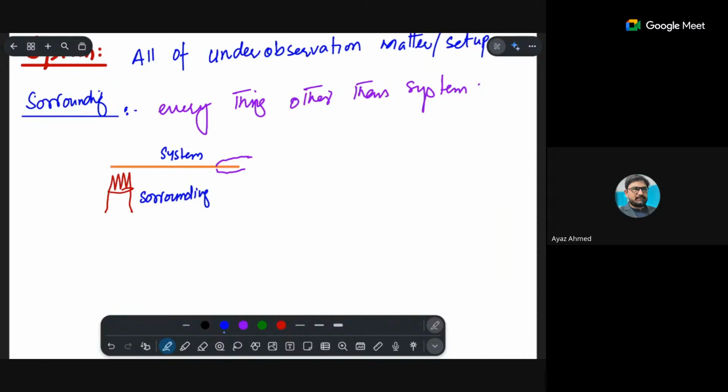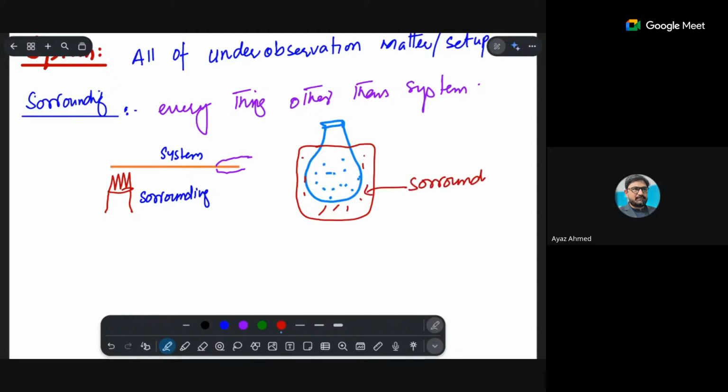If I'm heating a glass container, or a flask which contains water, then this is my system. I have water in it. And if I have placed that in hot water, let's say this is the hot water and the inner one is cold water, so this is surrounding, right? And this is your system. So these are very important terms. We must know about all these terms before diving deep into our thermal physics.